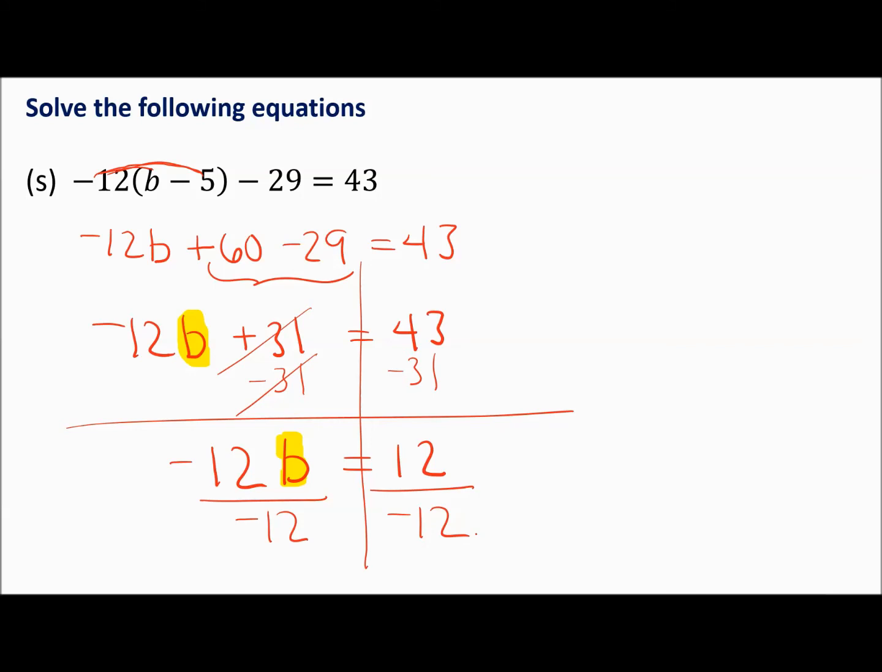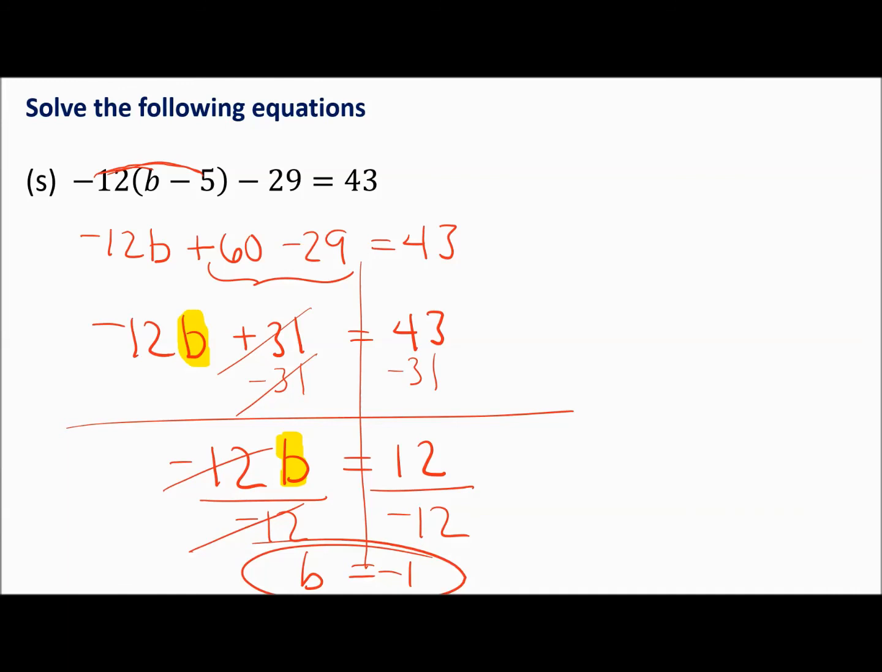So notice when you multiply and divide, you divide by the same sign. When you add and subtract, you're doing the opposite, because the opposite of addition is subtraction. But when the opposite of multiplication is division, you're dividing by that entire number, the negative and the 12. So the 12s cancel and the negatives cancel. And that leaves me with b on the left. And what is positive 12 divided by negative 12? We know that's negative 1, correct?